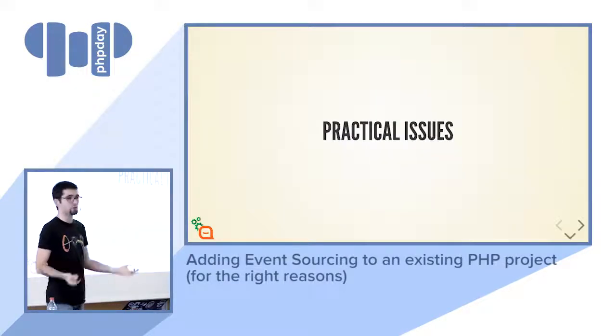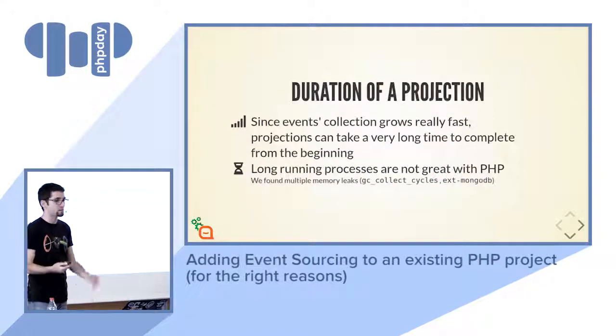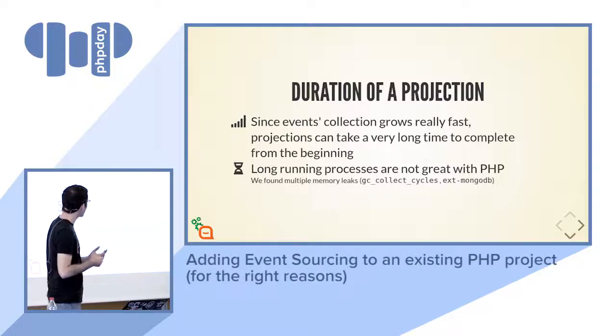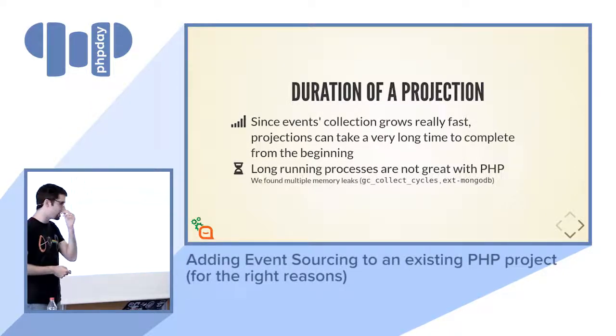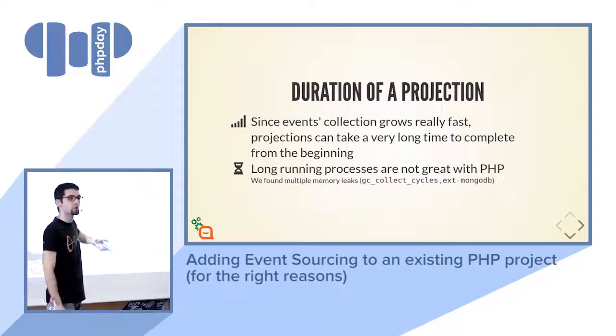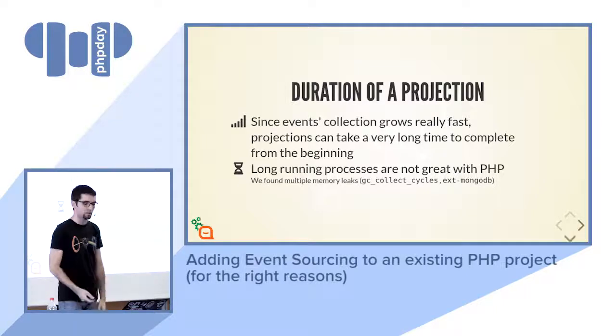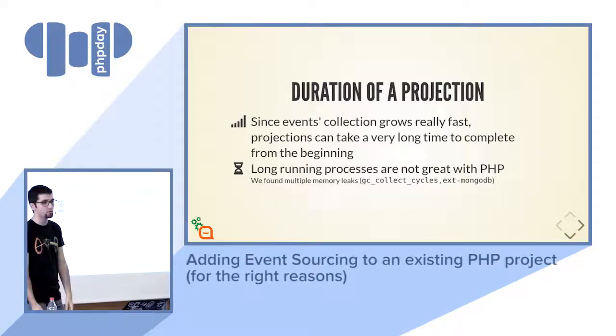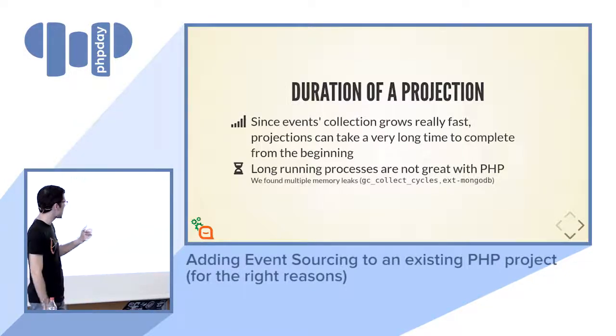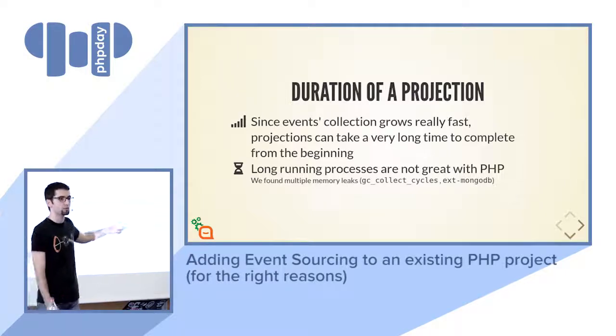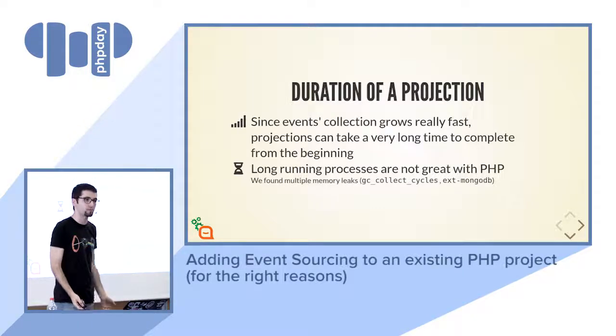Obviously, we still had some issues in there. The main issue, as I said before, is that you will start having a lot of events because you will just add and add and add new events every day. And this means that the projection can take a long time to complete. And as many of you may know, long-running processes are not so good with PHP. We had issues because one time we tried to force the garbage collection to reduce the memory consumption, but we discovered it was even worse than before, so we stopped doing that. Another time we found a memory leak in the MongoDB extension, which is bad because we couldn't fix it ourselves. We had to wait.